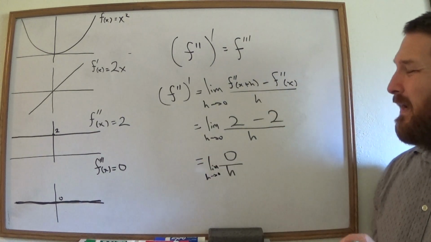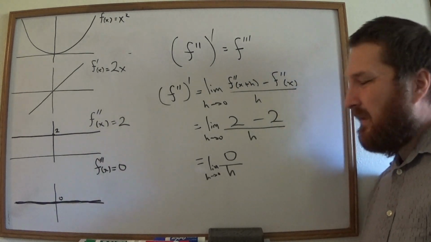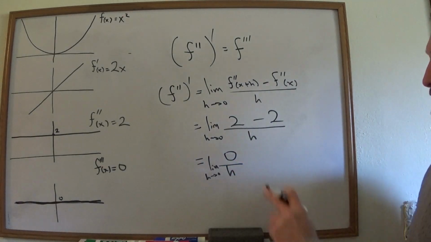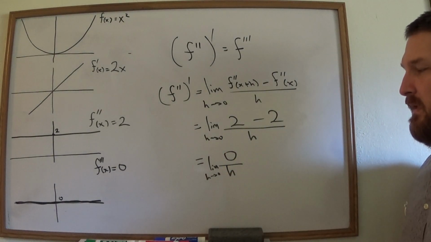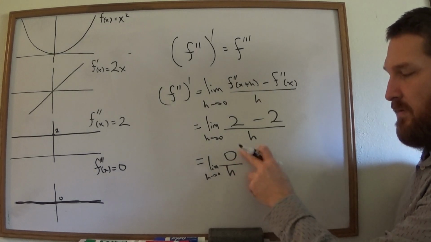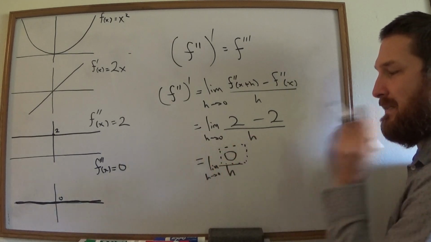And you might question about this. Be like, well, does that go to 1 or something like that? But think about it, right? This is just 0. So this is just the constant function 0. Doesn't matter what h is doing, right? As h goes to 0, that doesn't change what the numerator is doing. The numerator is already at 0.